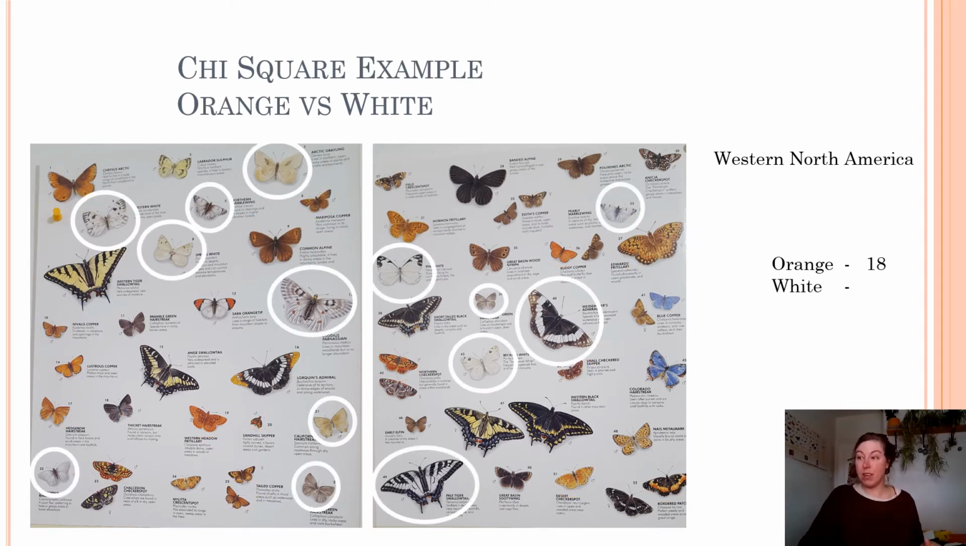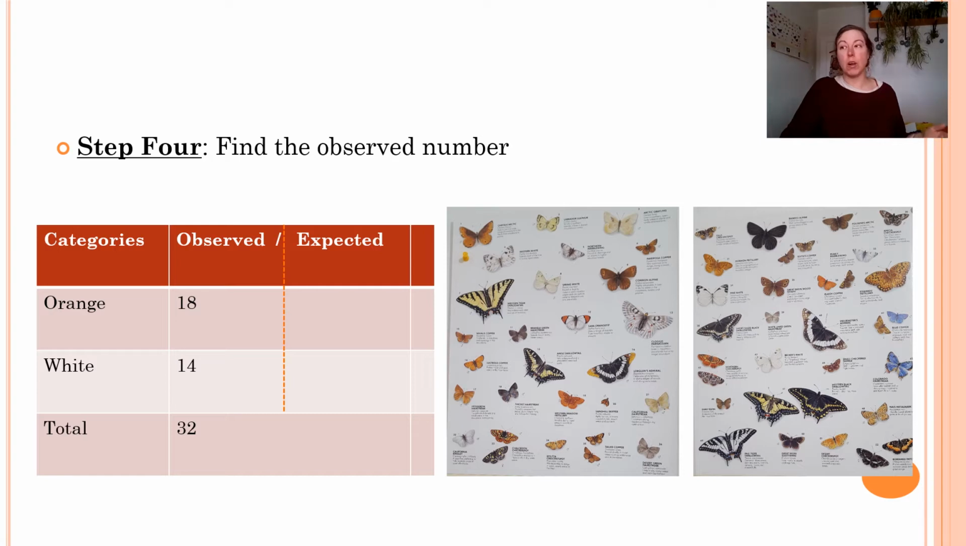Here are my white butterflies. And yes, some of them aren't all white or perfectly white, but these are the ones that I'm going to count as white butterflies. They're mostly white. White is their dominant color. These are 14 white butterflies. If we put those into our table, it looks like this.